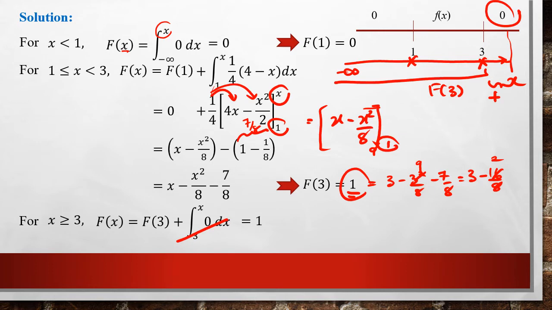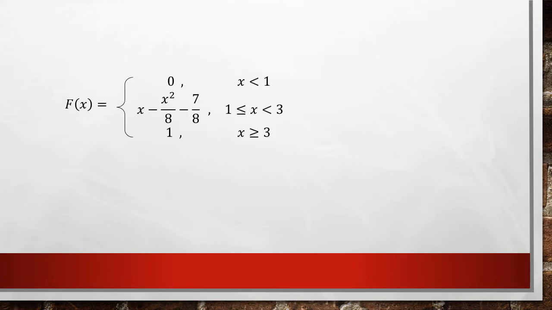So capital F of x is equivalent to, put it in brackets. The first one will be for the first interval, x less than 1, which is equal to 0. Okay, and then the second interval, 1 to 3, our function is x minus x squared over 8 minus 7 over 8. And then the last one, for x more than or equal to 3, the function is equal to 1. So for cumulative, it always starts with 0 and ends with 1.